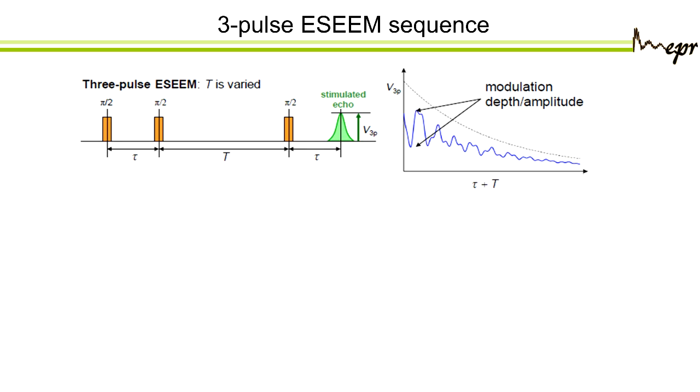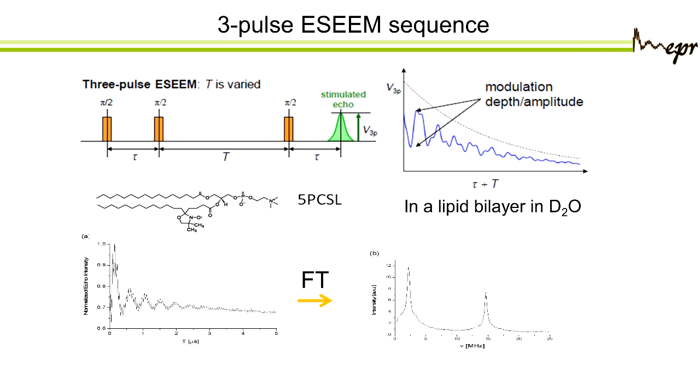You do the 3-pulse. And for instance, here is just an example. This is a spin probe that is put in a bilayer in D2O, so it interacts weakly with the proton and deuterium. And this is the 3-pulse. And now you do background subtraction. You end up with something like this. You Fourier transform, and you see a signal at the proton, and you see a signal at about 2 megahertz that corresponds to the deuterium.